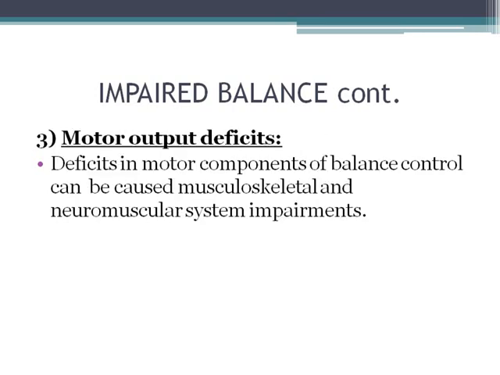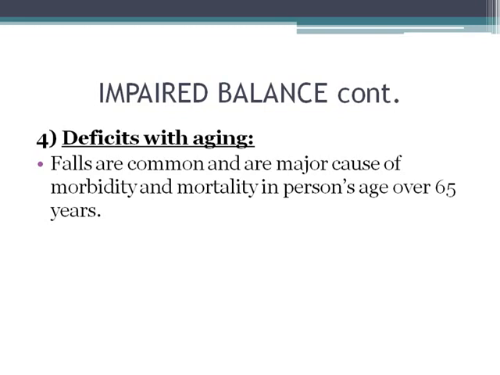The third one is motor output deficits. Deficits in motor components of balance control can be caused by musculoskeletal and neuromuscular system impairments, so it results in impaired balance. The fourth one is deficits with aging. If age increases, it sometimes results in impaired balance. Falls are common and a major cause of morbidity and mortality in persons aged over 65 years. If a person has impairment in the sensory inputs, the sensory motor integration, or the motor output, any one part missing results in impaired balance.